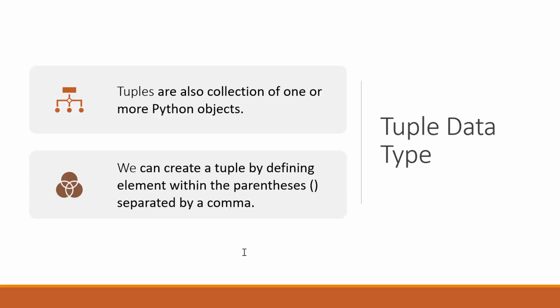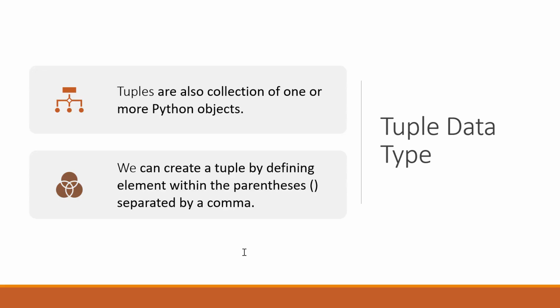So just like list in Python, tuples are also collection of one or more Python objects. In Python, we can create a tuple by defining elements within the parenthesis separated by a comma. Now each element can be of same as well as of different data types. Now there are some difference between list and tuple. So a list in Python is mutable, which means we can modify a list even after creating it. But tuples on the other hand are immutable, which means we cannot modify a tuple once it is created.